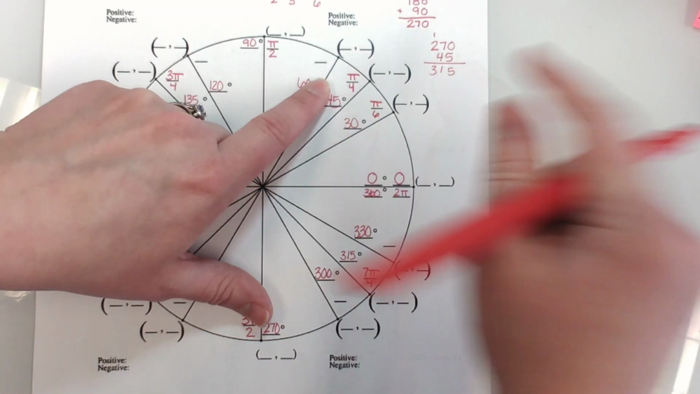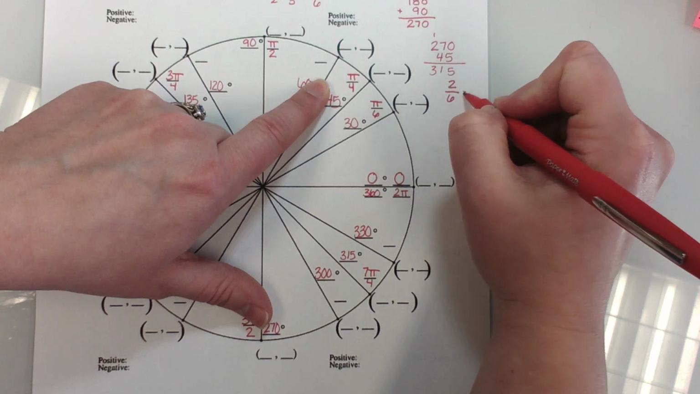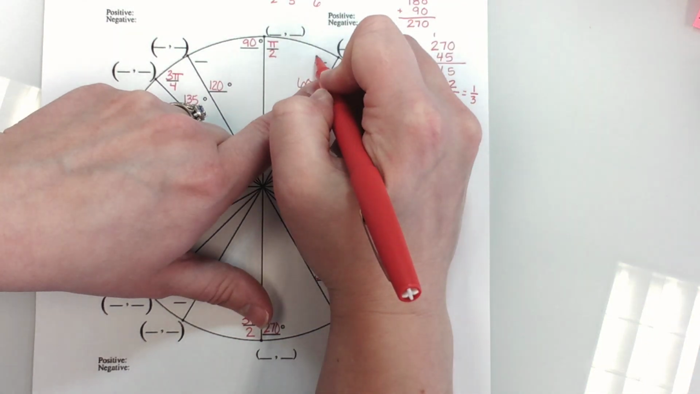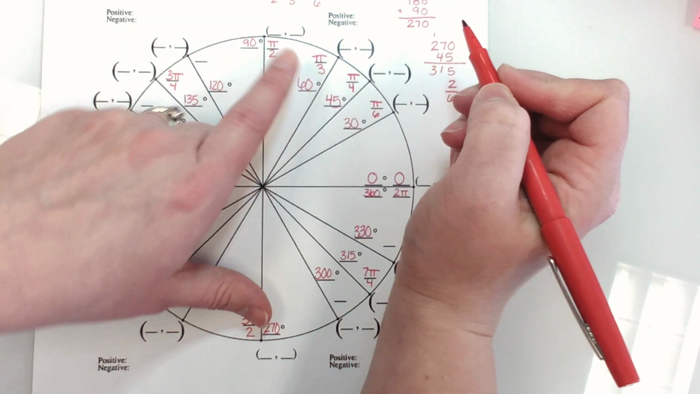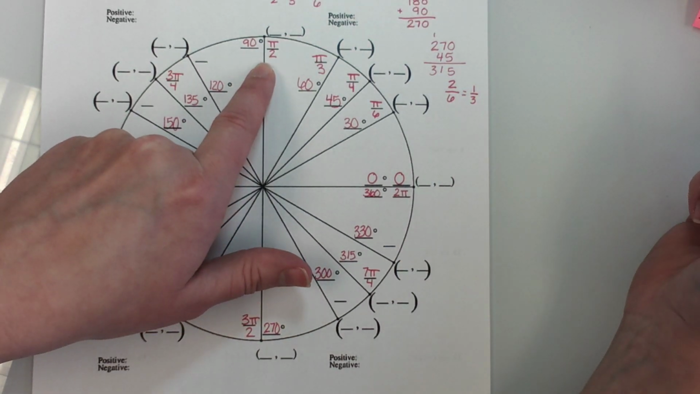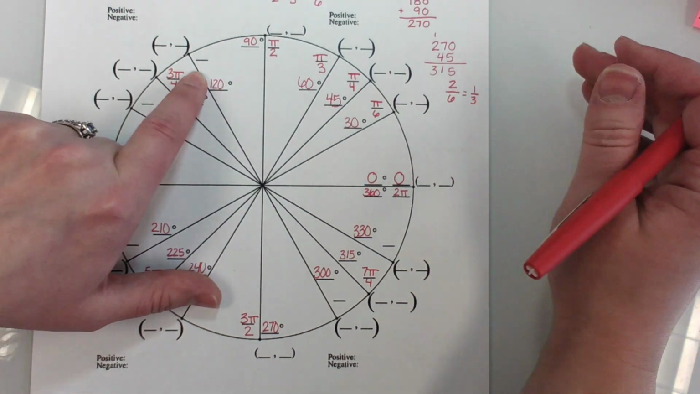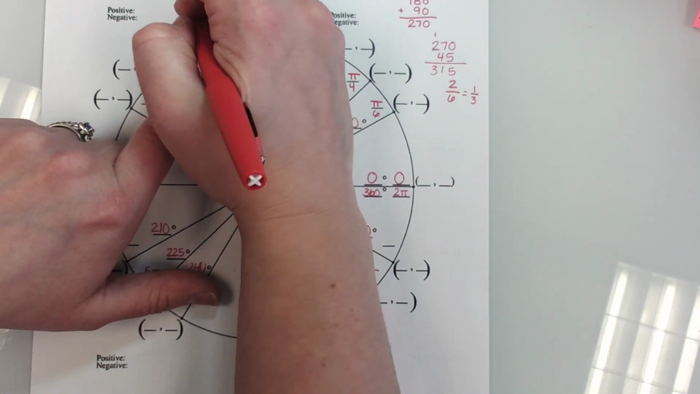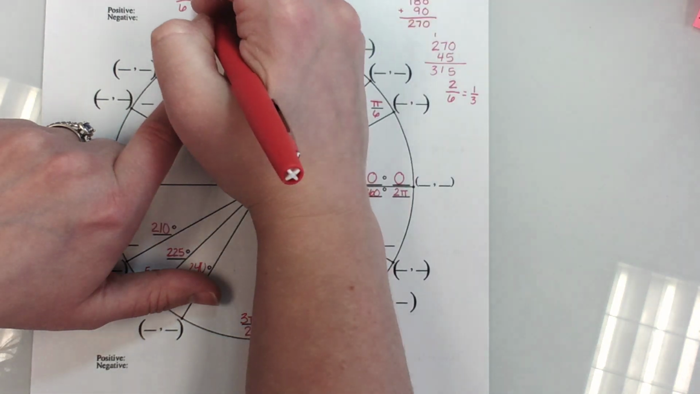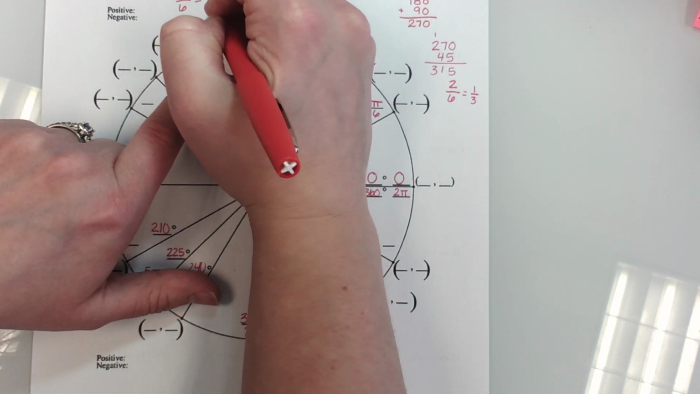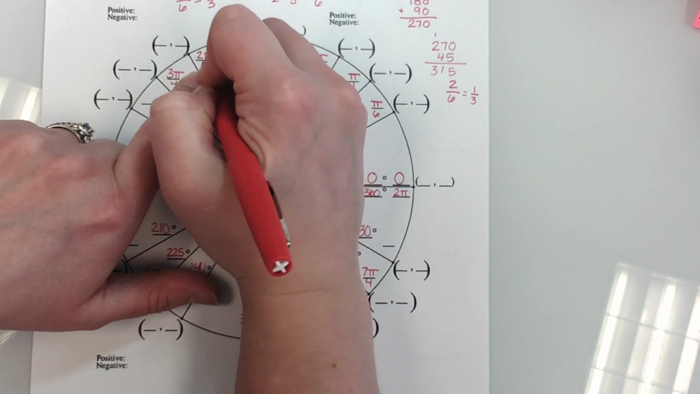And now I count around going by sixths. 1/6, 2/6. Simplifies. Pi over 3. This would be 3 over 6. Is 3 over 6 1 over 2? Means we're doing it right. This would be 4 over 6. Can you simplify 4 over 6? Yeah. 2/3. So 2 pi over 3.